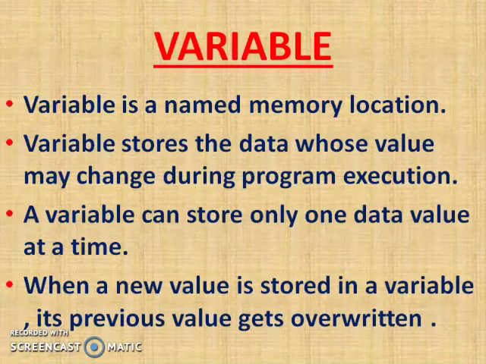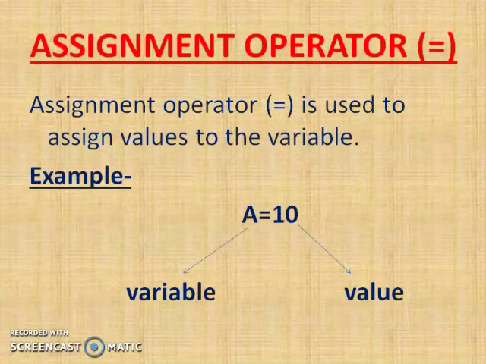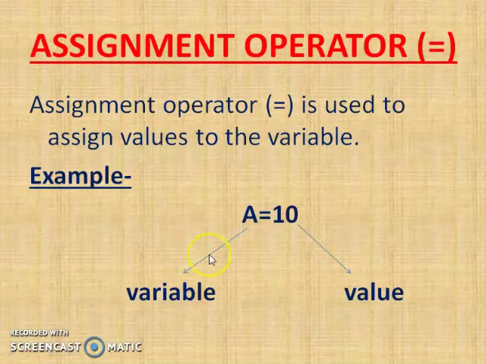When a new value is stored in a variable, its previous value gets overwritten because it can store only one data value at a time. Here the assignment operator. As you know, in all the languages, equal to sign is treated as an assignment operator, means it is used to assign a value to the variable. In this example, you can easily see that a is equals to 10. Here the value 10 is assigned to the variable a, and this equals to sign is working as an assignment operator. A is a variable and 10 is a value here.